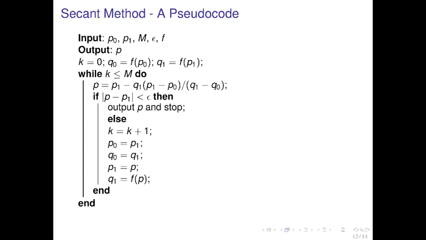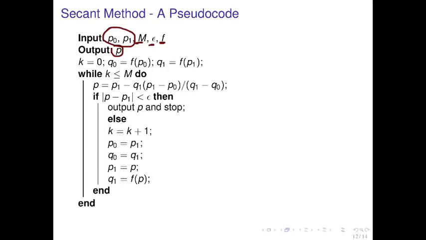In the pseudocode for the secant method, we require 2 initial estimates. And again, the maximum number of iterations, m, a machine 0, which is epsilon, as well as the original function f. The desired output is going to be the root p.